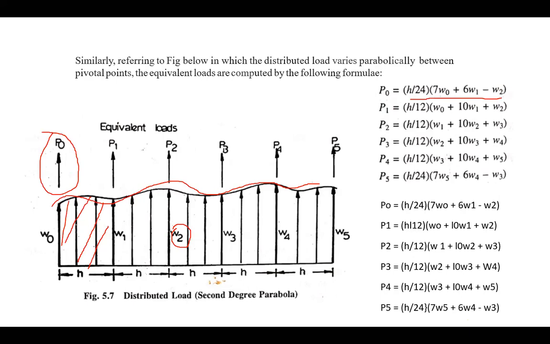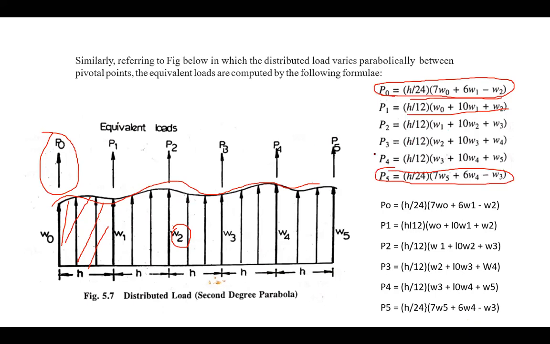This is for a varying load like this. For example, let us say there is water above some slab. It will have this kind of variation, right? I'm giving an example. There can be other kinds of loads which will have this kind of variation. At that time you need to convert the varying load to equivalent loads like this. Only the difference is the formula, so you will have to use a different formula. The starting load and ending load will be different, and the in-between loads will be different.